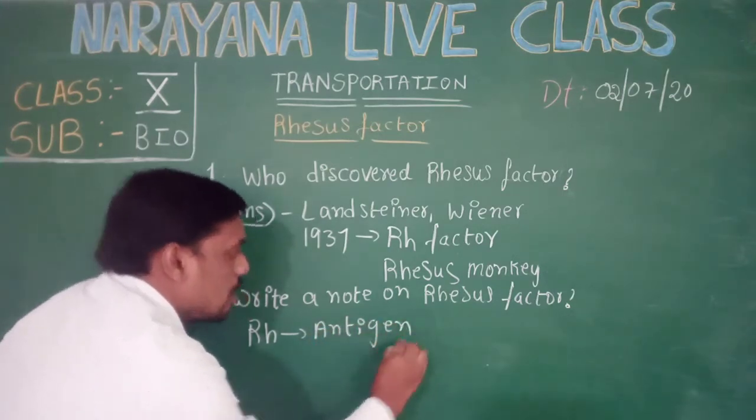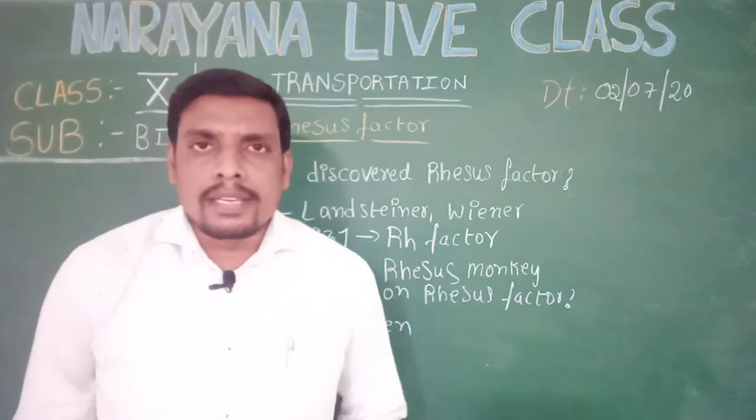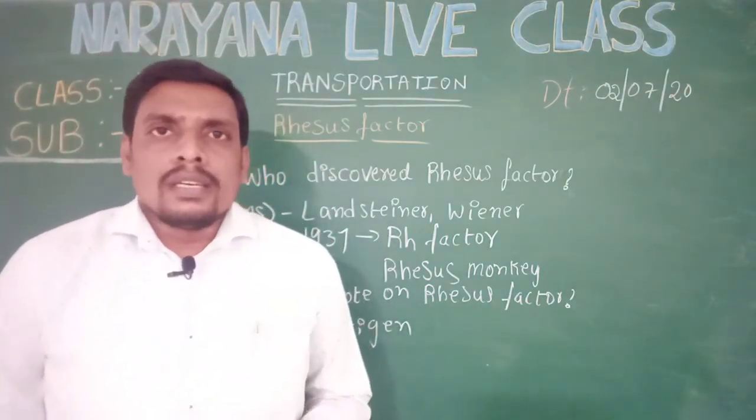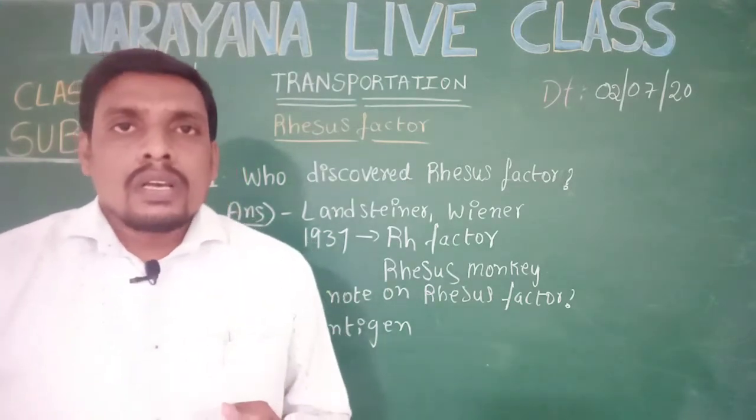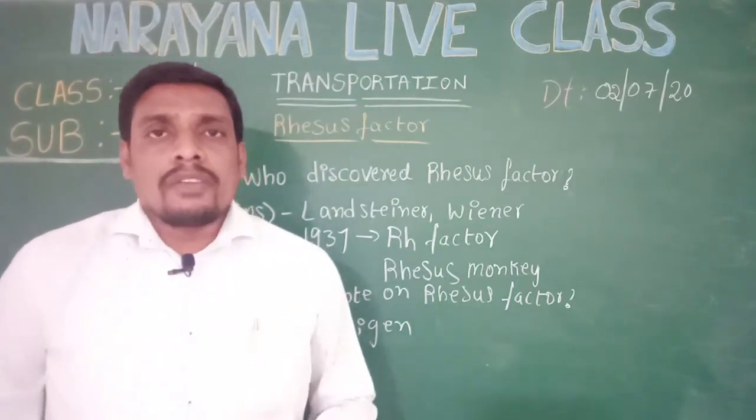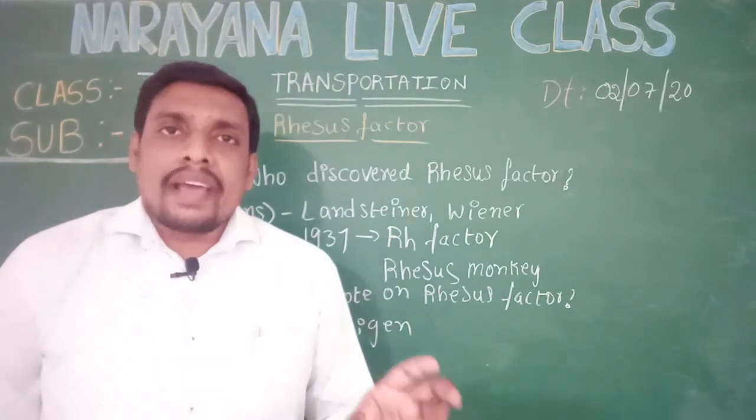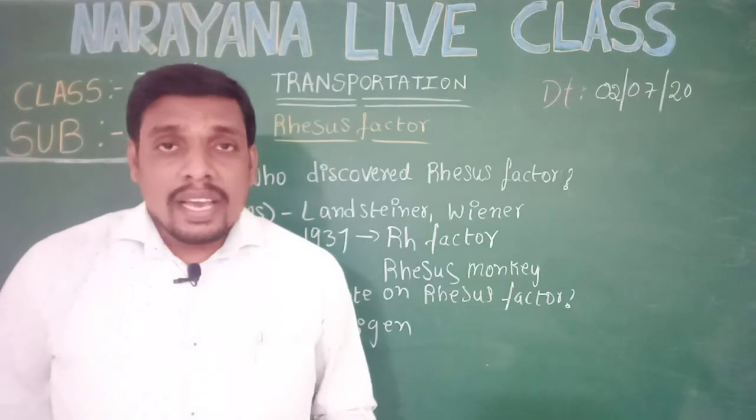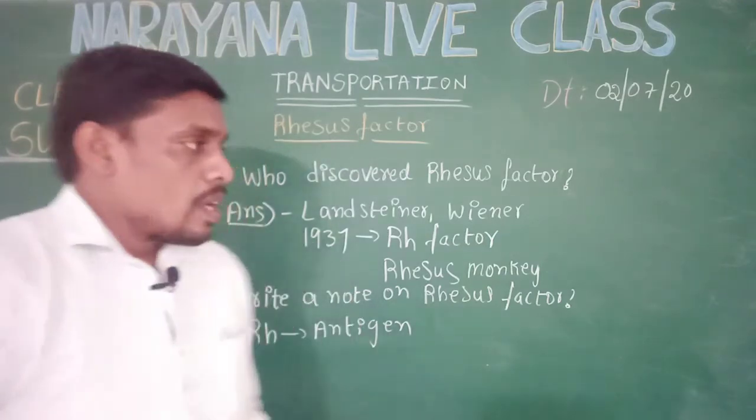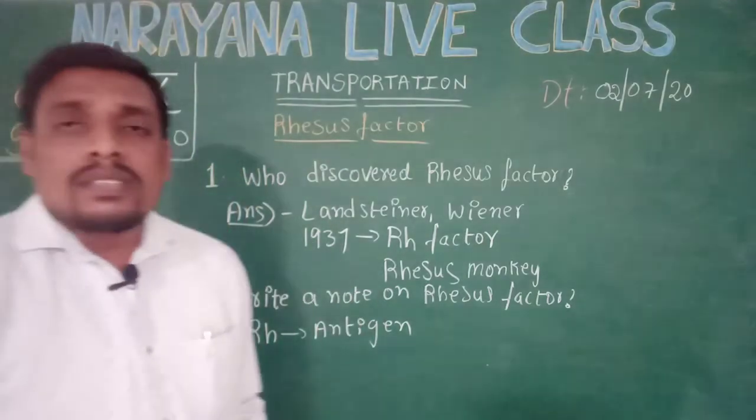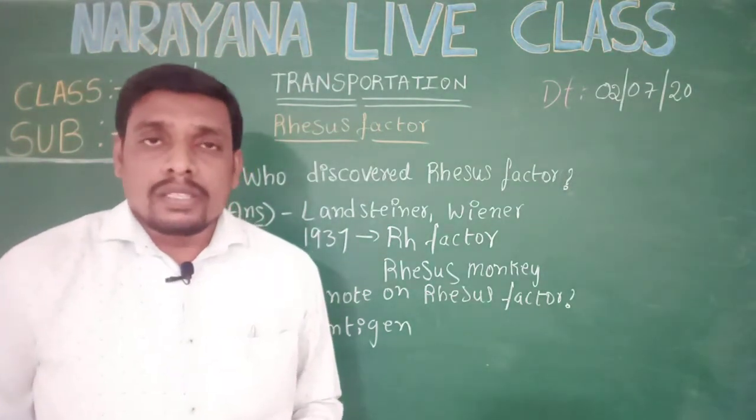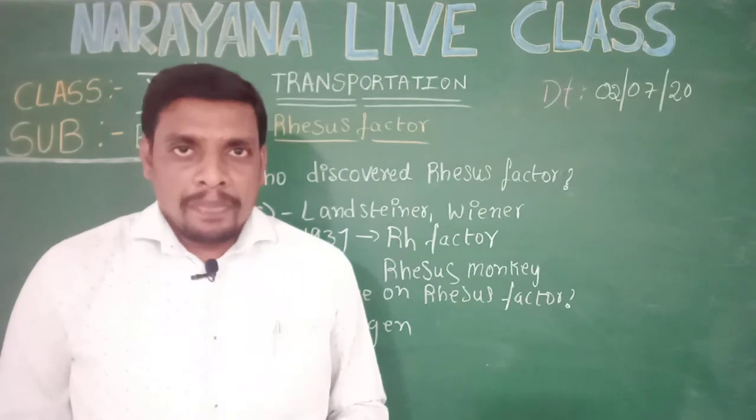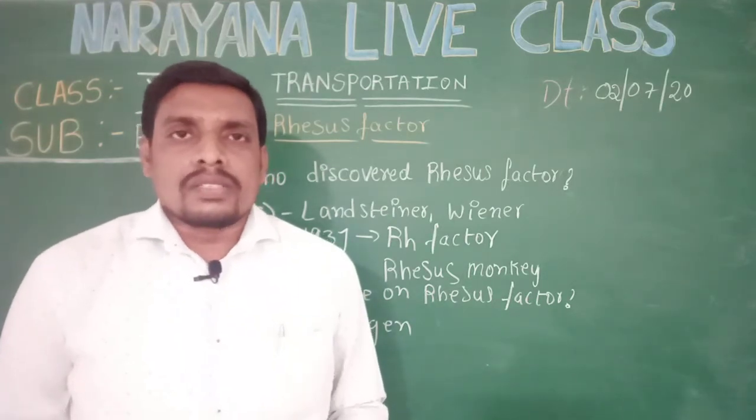You know that red blood cells produce antigens, and white blood cells also produce some kinds of antigens. Now here, the antigen of an RBC is called Rhesus factor, which helps in the determination of the charge of a blood group. That is the history of Rhesus factor.